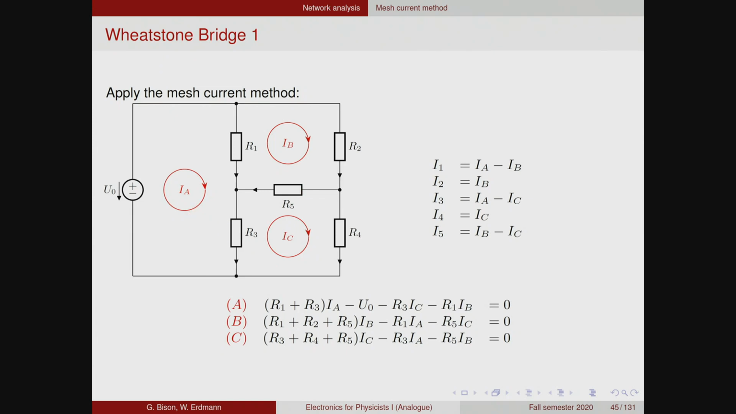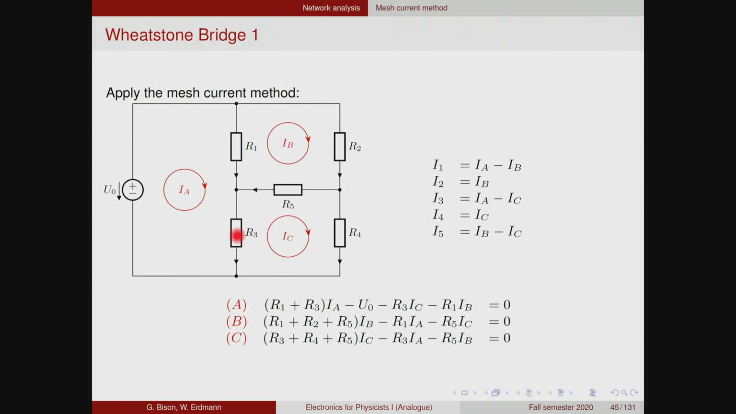We define mesh currents, all with the same sense of rotation. We identify all the currents in the system in terms of mesh currents, which is simple. So the current through this resistor here has a component from current A and current B. And then you have to count them in the correct sign. Resistor 2 only has a component from current B. Same is true for resistor 4 and so on.